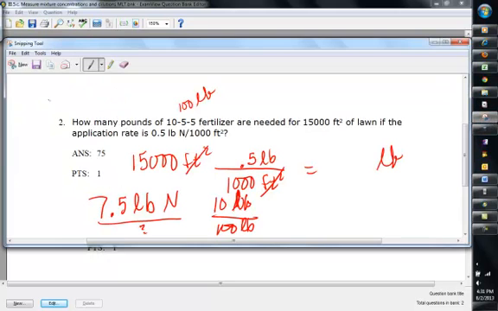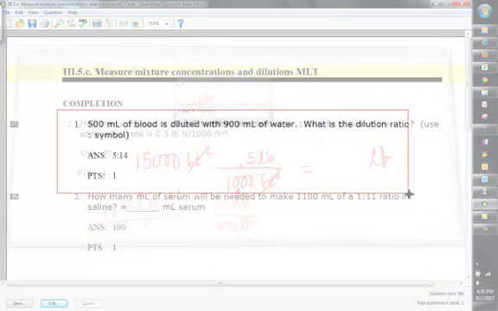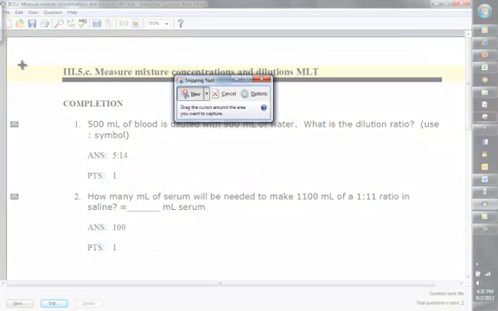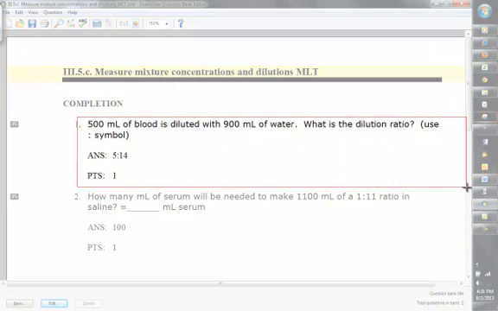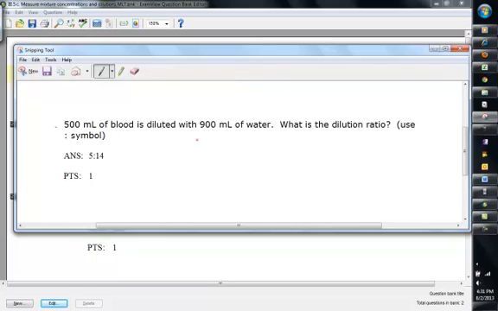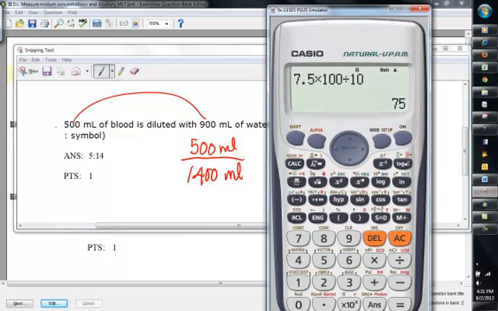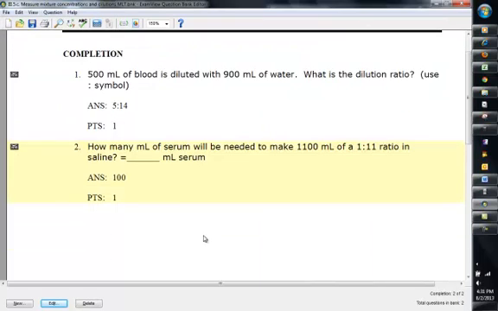Okay, so in order to solve this problem, we've got 500 milliliters, that's the numerator, and then the denominator is the total amount. So you add these two together, you get 1,400 milliliters. So on our calculator, if we press 500 fraction 1,400, we get 5 to 14.